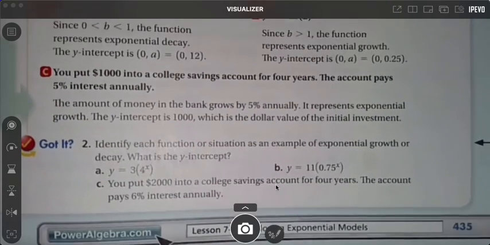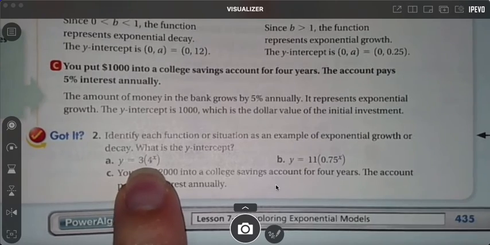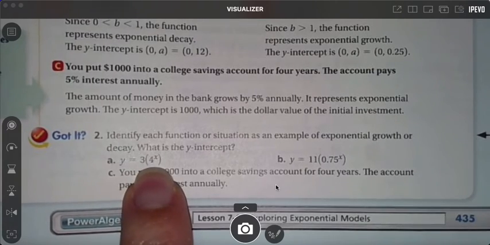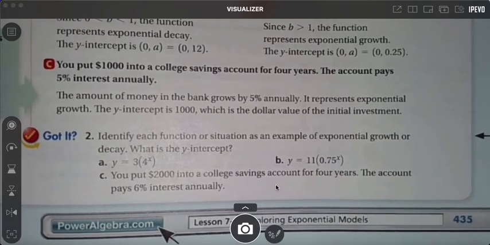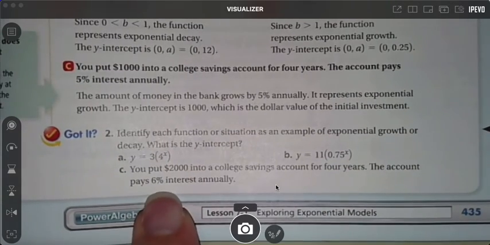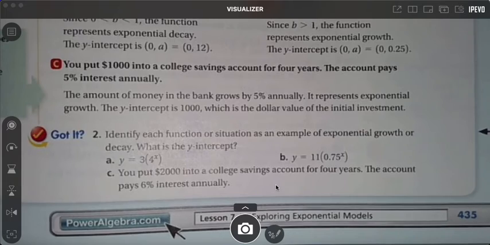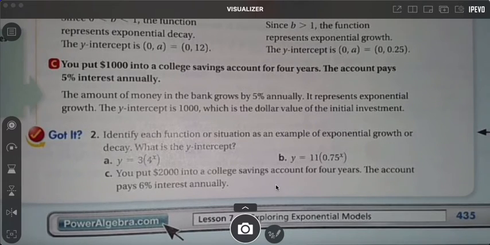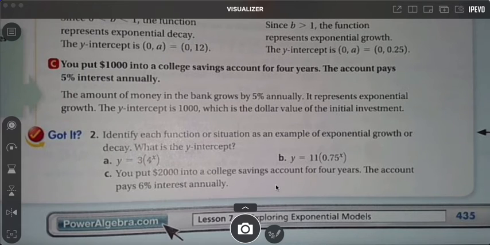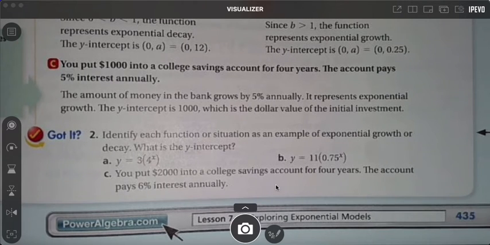Let's see. If you look at this one, 4, it's bigger than 1, so it's growth. That's smaller than 1, so it's decay. This one, again, the same thing. They're going to pay you 6% interest annually. You're making money, so it's what? It's growth. Okay. Then they want us to tell the Y-intercept.